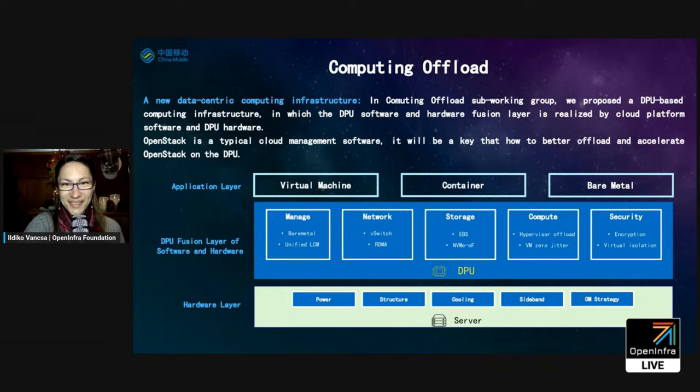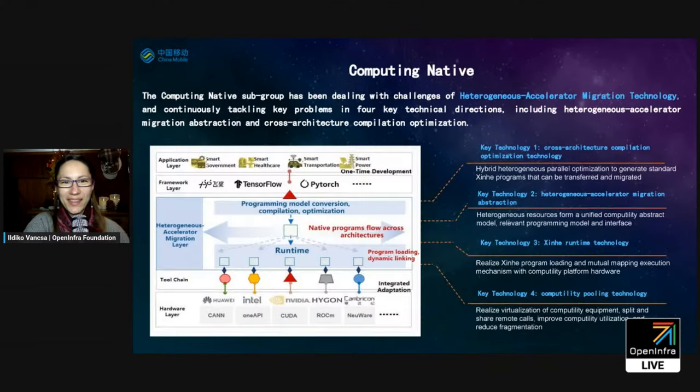Okay, thank you. Great, thank you. We can move forward to the computing native work group.